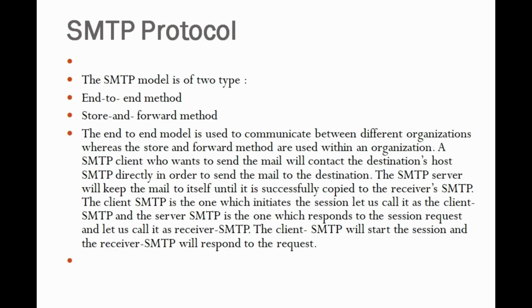SMTP protocol. The SMTP model is of two types: end-to-end method and store and forward method. The end-to-end model is used to communicate between different organizations, whereas the store and forward method is used within an organization. An SMTP client who wants to send the mail will contact the destination's host SMTP directly in order to send the mail to the destination. The SMTP server will keep the mail to itself until it is successfully copied to the receiver's SMTP.